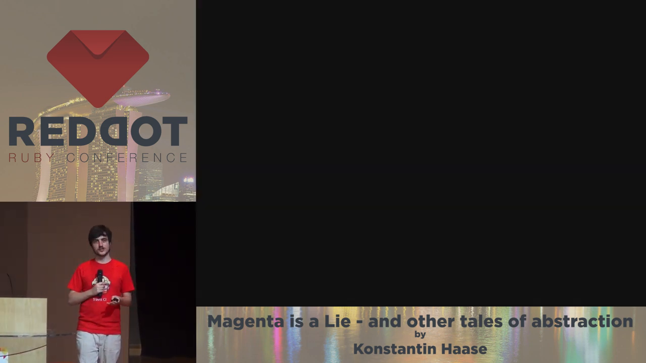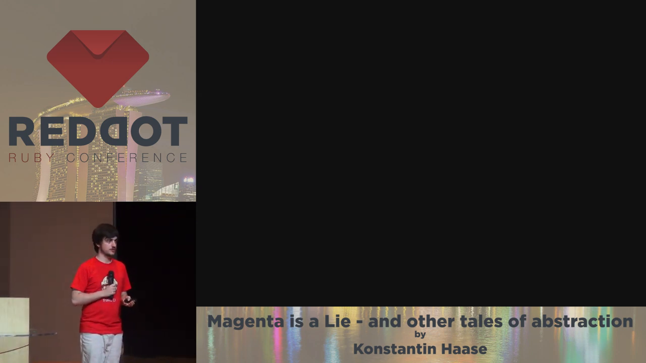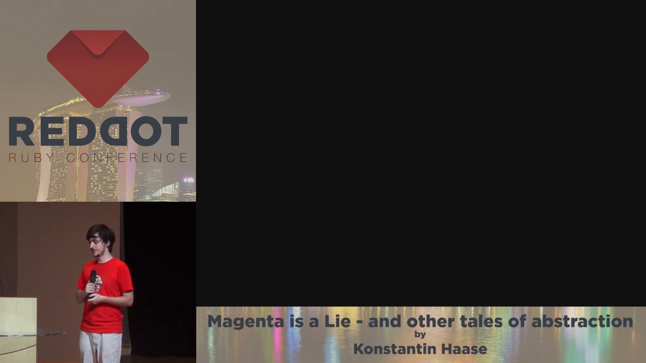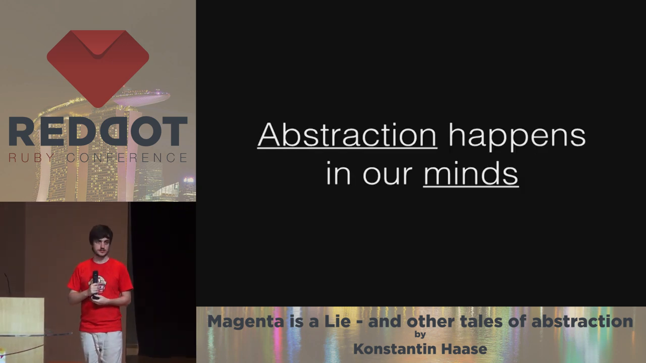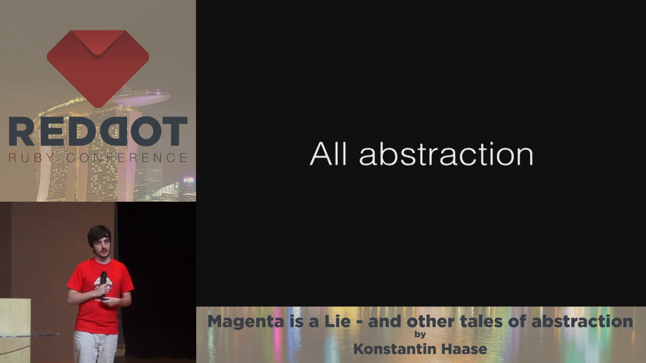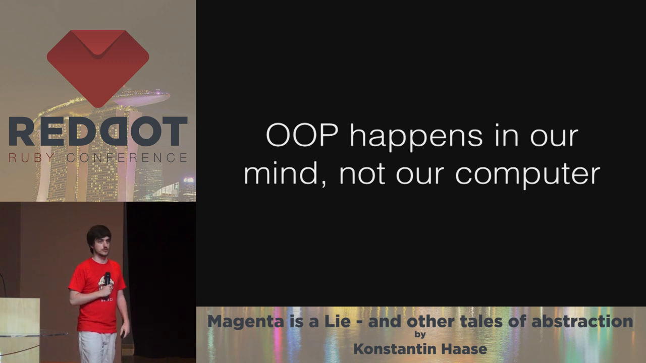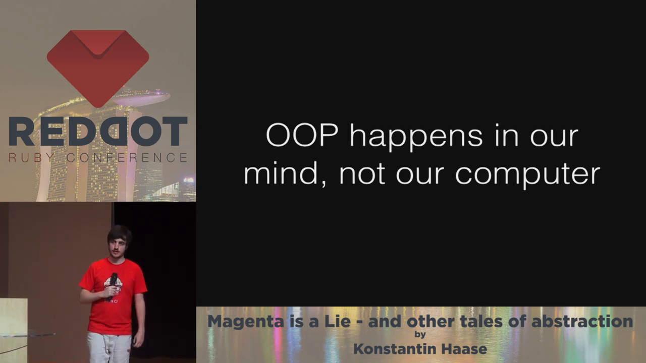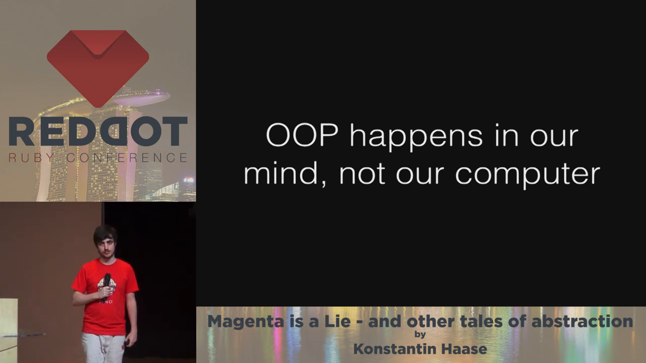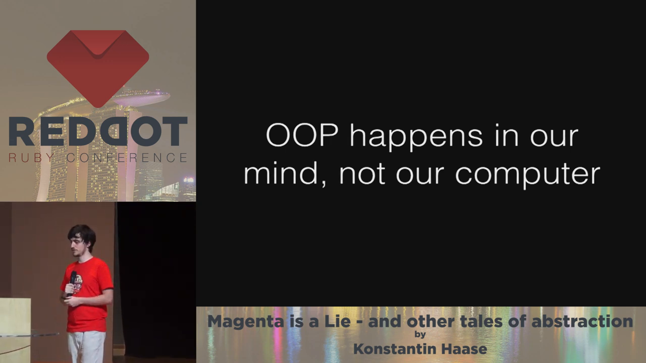They simply don't have the abstract concepts of color. Abstraction happens in our minds. And I think this is true for all abstraction. Object-oriented programming is not something that happens on our CPU. It's a way that we think about programs. It's a way that allows us to quickly grasp how to model a problem. It's a way that allows us to communicate programming.